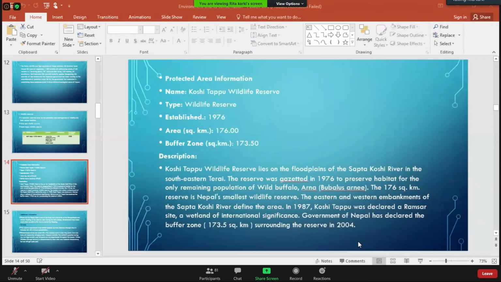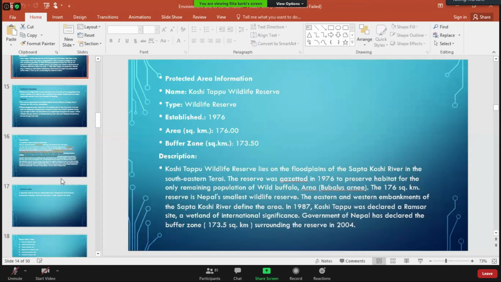The Koshi Tappu bank, the floodplains of Koshi Tappu, as well as the plants and animals found in this particular region, are closely protected by the government of our country. So besides these, there are several others.